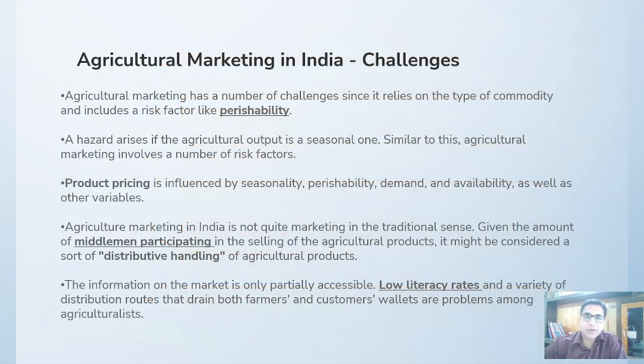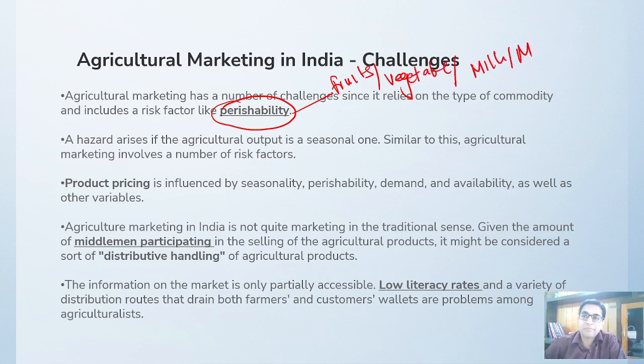So these are the challenges that we are having, because perishability of the product is very high. Like if you have some fruits, vegetables, milk, meat, all these things have huge perishability indexes, right? So hazards will obviously arise, especially if it is a seasonal product, right? So these are the risk factors.